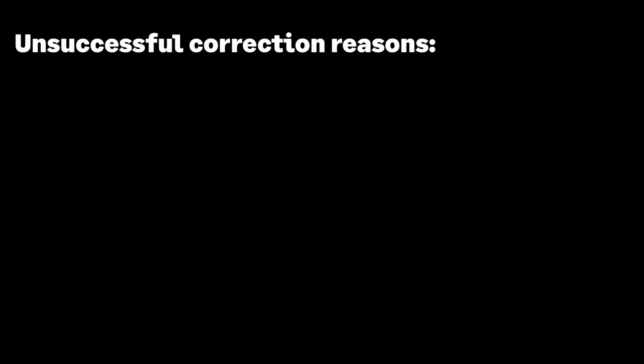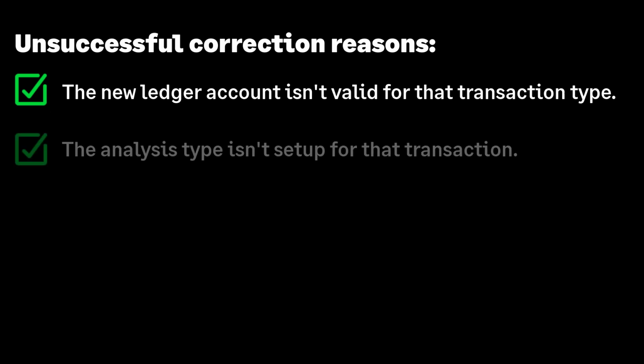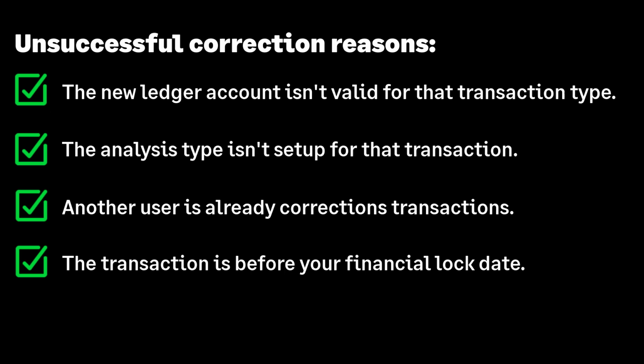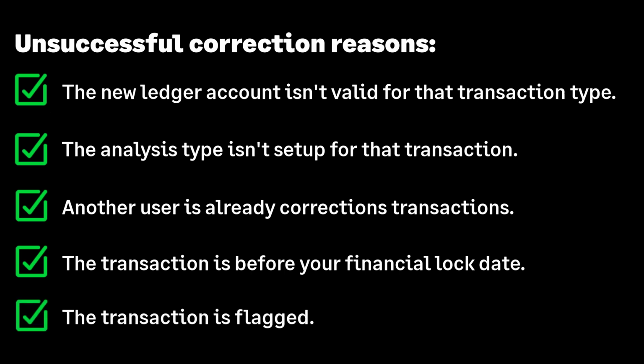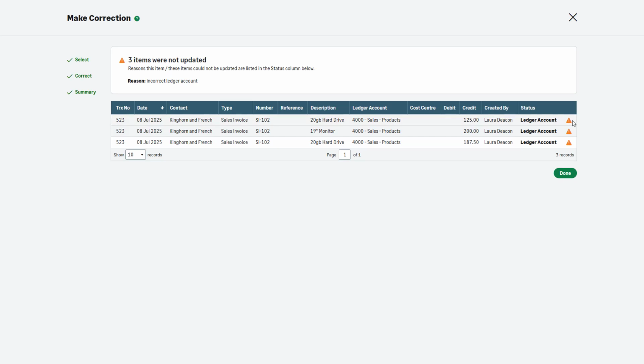There are a few reasons why a correction might not go through. The new ledger account isn't valid for that transaction type. The analysis type isn't set up for that transaction. Another user is already correcting transactions. The transaction is before your financial lock date. Or the transaction is flagged. For example, it might be part of flat rate VAT or resale. If a correction fails, check the message shown in the status column, resolve the issue, and then try again.